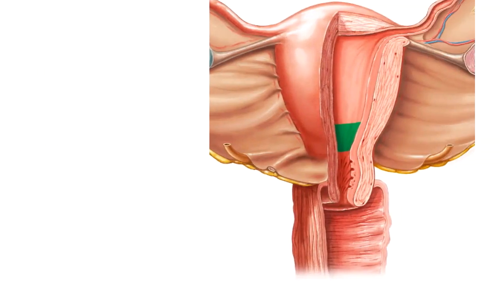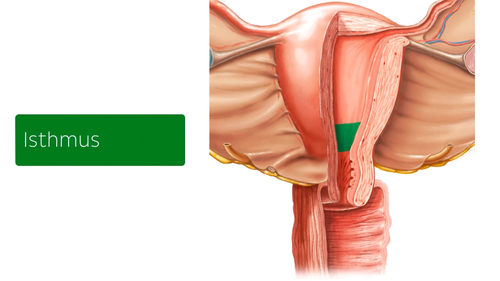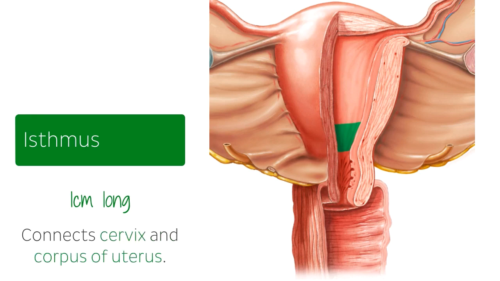And let's now take a look at the next part of the uterus. The second part of the uterus is known as the isthmus, which you can see highlighted in green in this image. The isthmus is a narrowing of the uterus that's around 1 centimeter long, connecting the cervix and the corpus of the uterus.